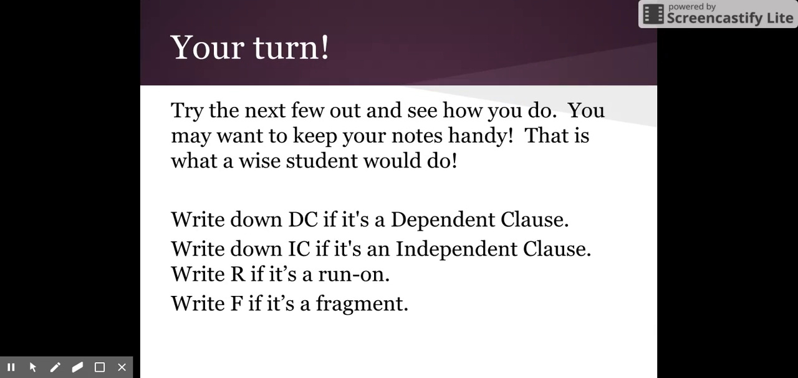So it's going to be your turn. You might want to write down these codes to help yourself for the next ones. You want to write down if the next phrase or clause is a dependent clause, DC. If it's an independent clause, it has a subject, a predicate, and can stand on its own, it's an IC. You're going to write an R if it's a run-on, meaning it's a bunch of clauses that are just kind of attached without any correct punctuation. And you're going to write F if it's a fragment or a piece of a clause, meaning it might have a subject or it might have a predicate, but it will not have both.